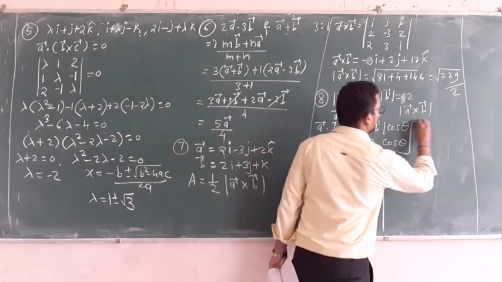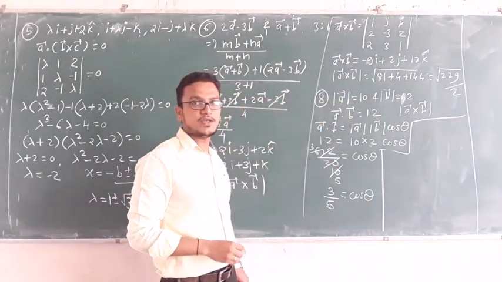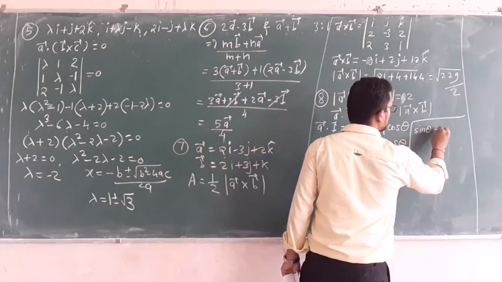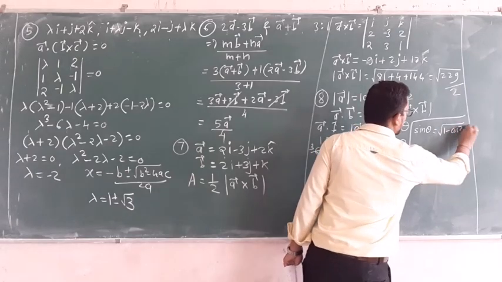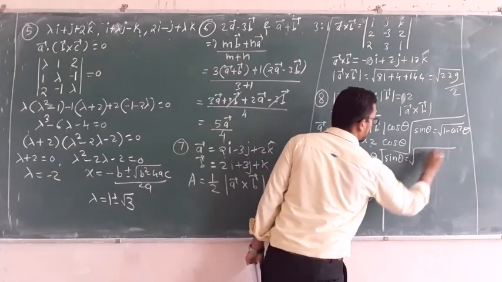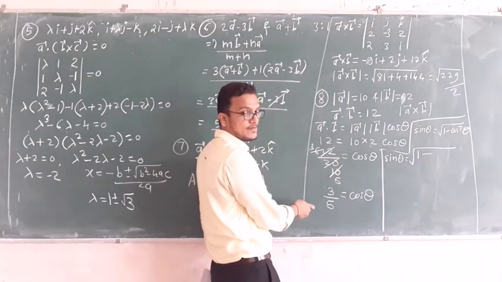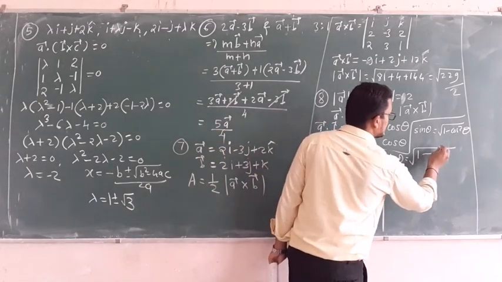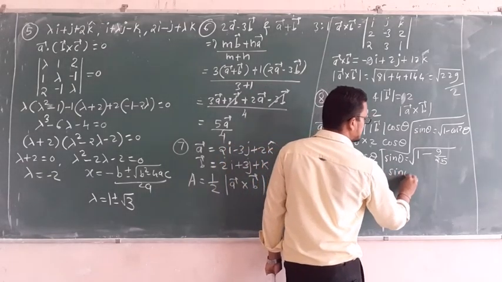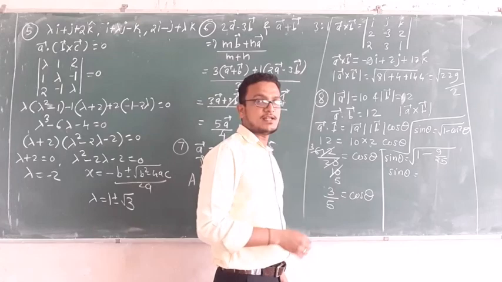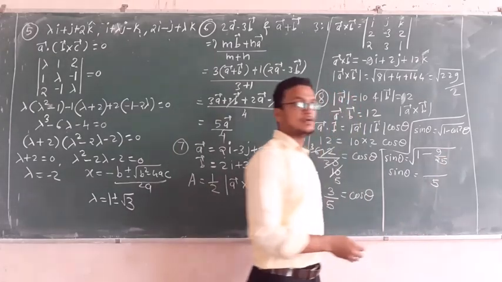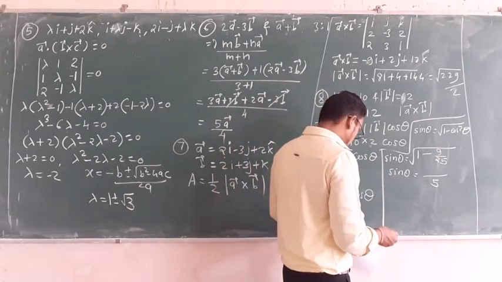But we have to calculate the magnitude of A cross B, and for that we require the sin value. Therefore sin theta is equal to root of 1 minus cos square theta. Cos theta is 3 by 5, so what is cos square theta? It is 9 by 25. So when you take the LCM, which is 25, root of 25 is 5. So 25 minus 9, how much is it? I think 4.